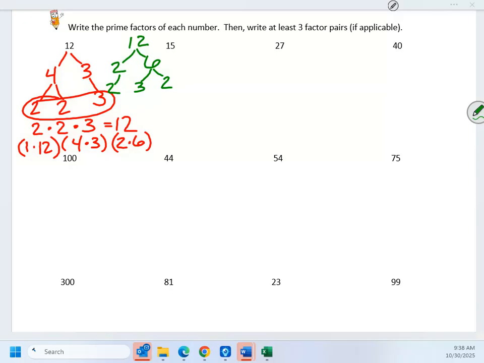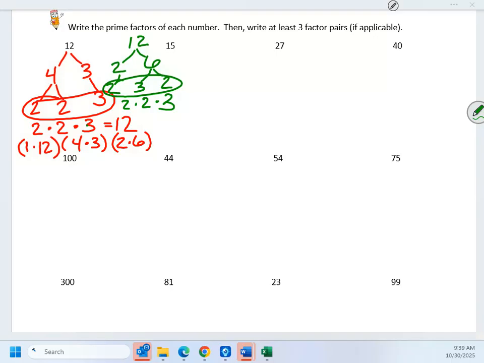Now look at that prime factorization. 2 times 2 times 3. It is the same. It doesn't matter which factor buddy pair you start with. We're going to end up with the same prime factors at the end of your tree. Okay? So you can pick whichever factor pair you want to start with. It can be different than the person next to you, but you should end up with the same answer. Okay? All those factors should be the same. Do we have any questions on that?